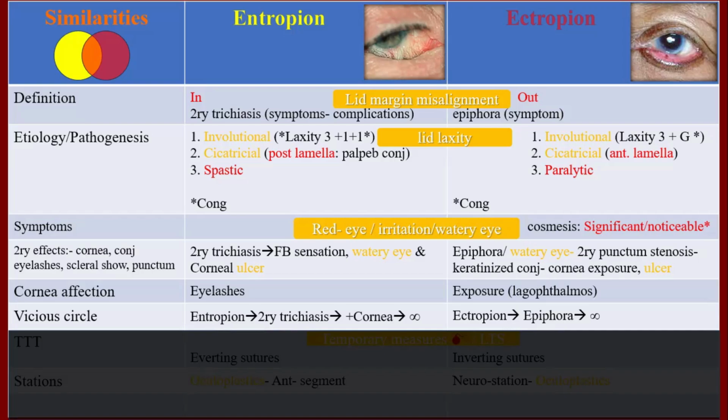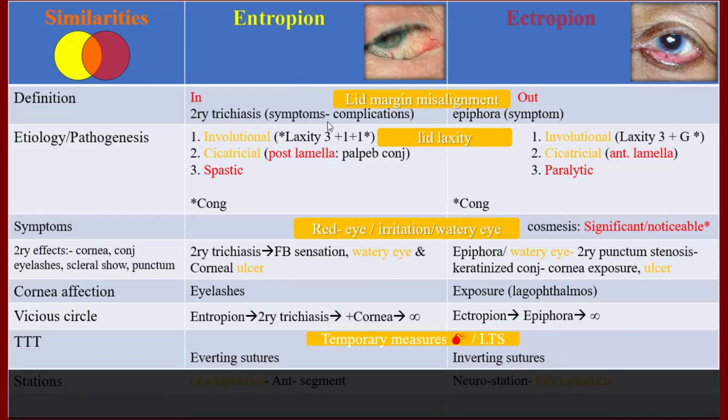Here in Ectropion, it's all about the epiphora. So we have Ectropion result in epiphora, and this might lead to eczema, and eczema will add a cicatricial component because of affection of the skin and dermatitis, and this may also exaggerate the Ectropion, and we have another vicious circle. Regarding treatment, please don't forget the lines for temporary measure to protect the cornea.